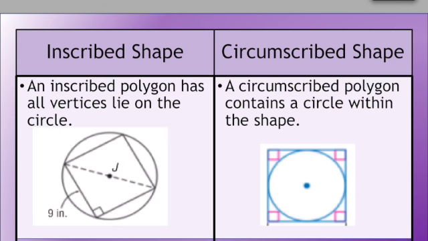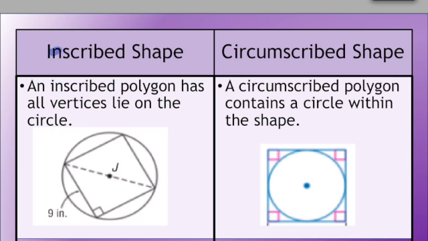So I wanted to introduce 2 vocabulary words that we are going to be using as we solve some problems later on in this video. We first begin with an inscribed shape. These are all going to be either inscribed or circumscribed around a circle. Inscribed is going to refer to the polygon other than the circle. An inscribed polygon has all vertices that lie on the circle. So what I'm saying is that the shape is inside of the circle.